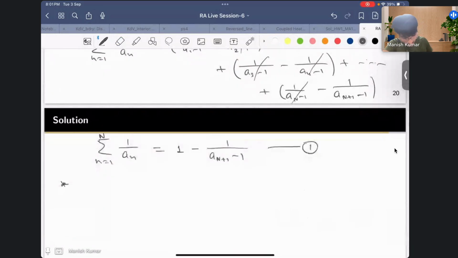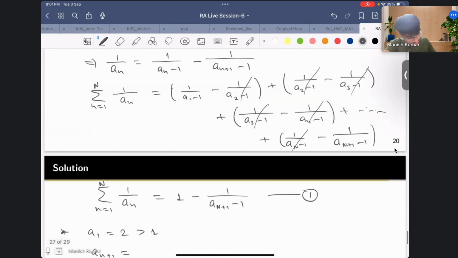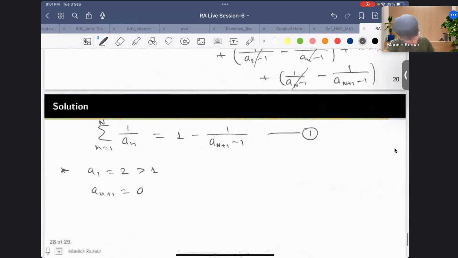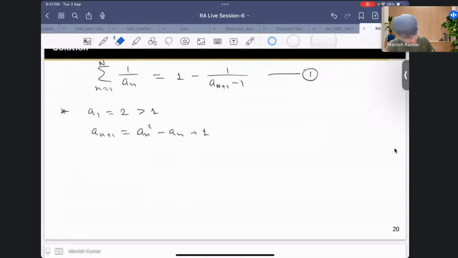Now a_1 is given to be 2, which is greater than 1. And a_{n+1} is a_n^2 - a_n + 1. Now you want to see whether it is increasing or not, so you take the difference. What I said was the observation, and it is very clear from there that this is going to be increasing. So the difference is a_n^2 - 2a_n + 1, which is nothing but (a_n - 1)^2, and this is strictly greater than 0.